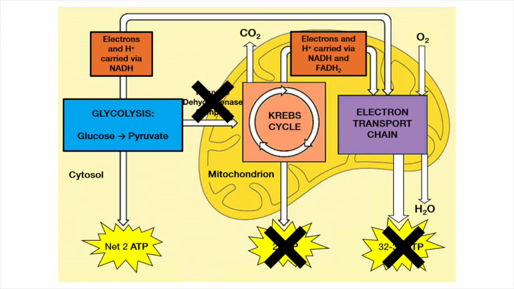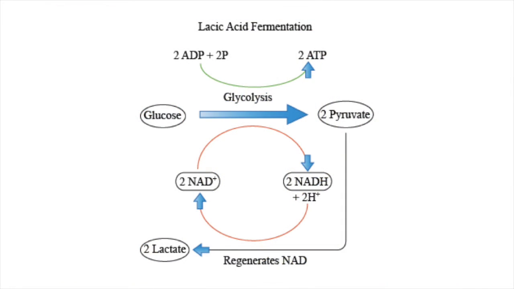Since our cells need ATP to survive, they need to get it from somewhere else, so they generate it from glycolysis instead. For this to be possible, our cells rely more heavily on a process called lactic acid fermentation, in order to generate the cofactors necessary to gain more ATP from glycolysis.